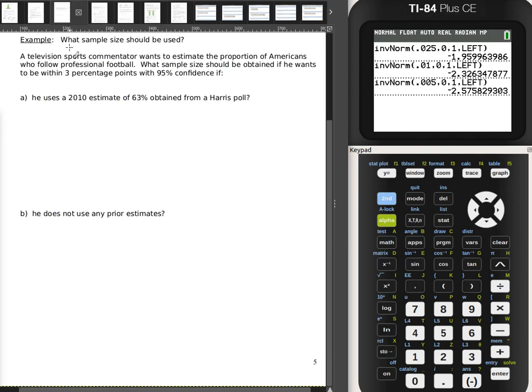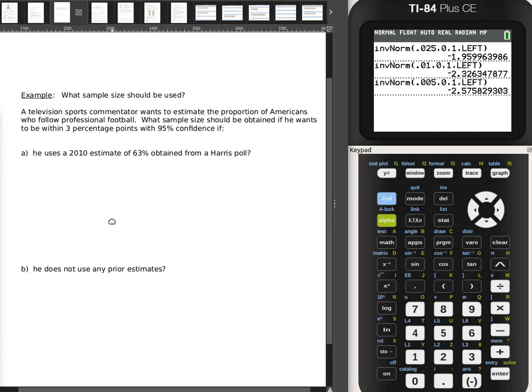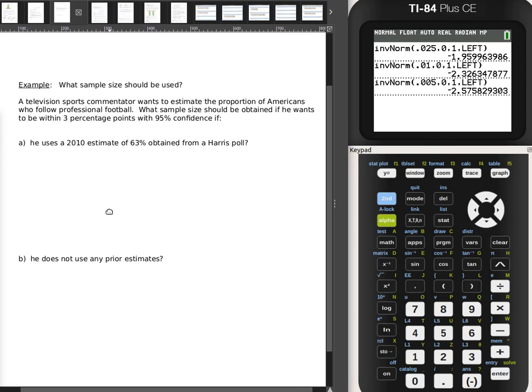We're wanting to find what sample size should be used in this case. And what we're dealing with is a television sports commentator. He wants to estimate the proportion of Americans who follow professional football. What sample size should be obtained if he wants to be within 3 percentage points with 95% confidence?